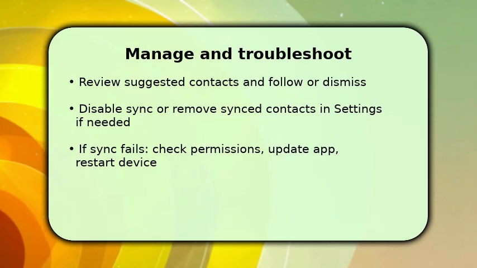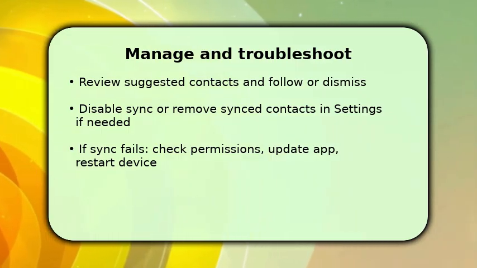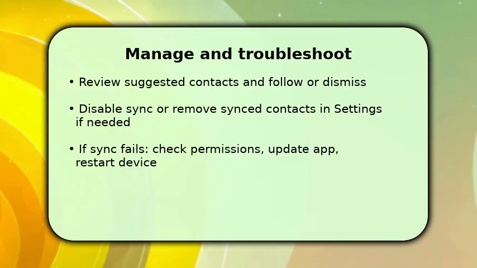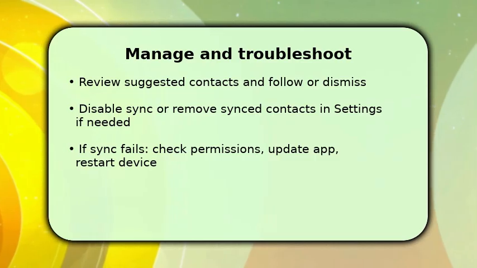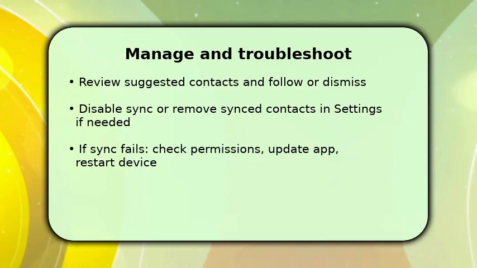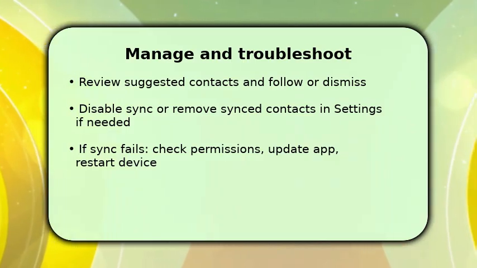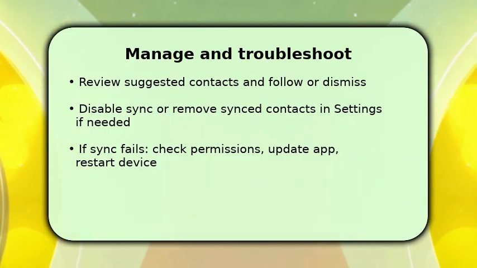To stop or reset syncing, return to account contacts syncing and toggle off or remove synced contacts. This keeps your account from continuously importing unwanted entries. If something goes wrong, check that permissions are still granted, update the app, and restart your phone. These steps fix most sync hiccups because they refresh permissions and network access.